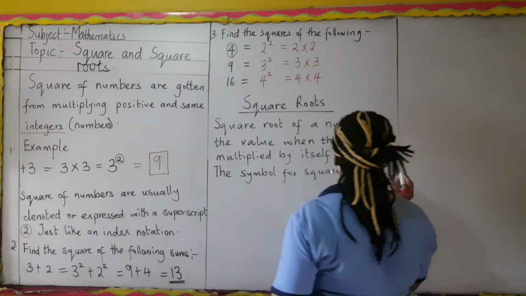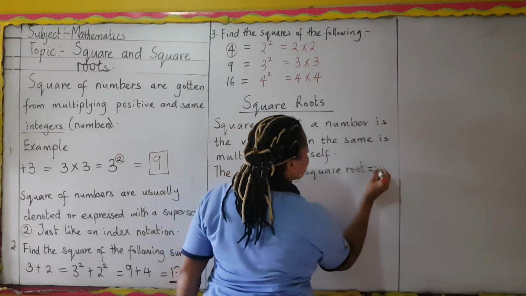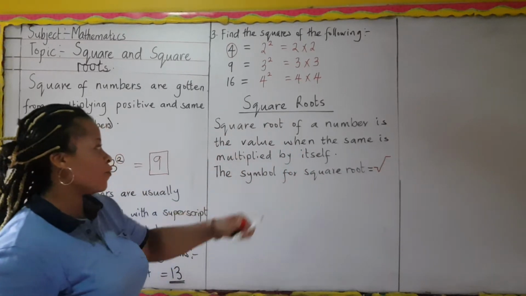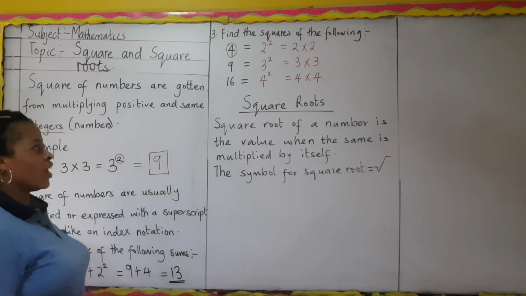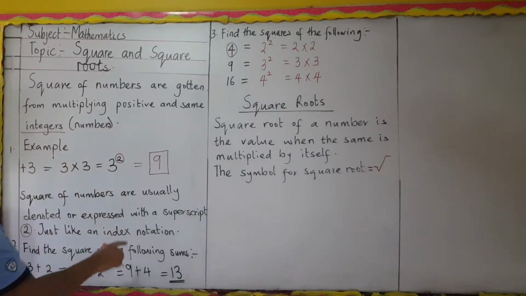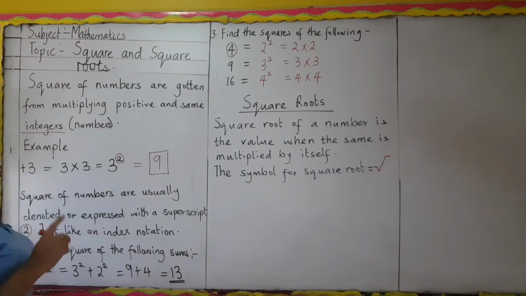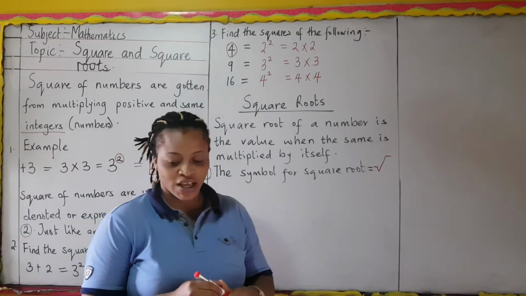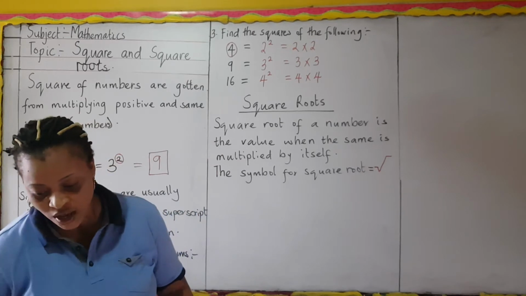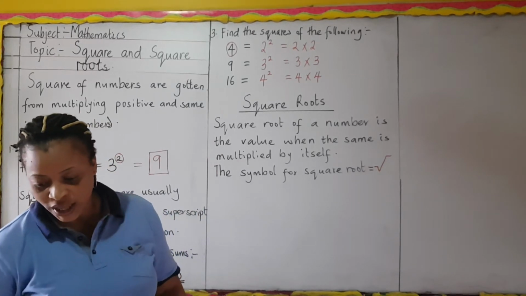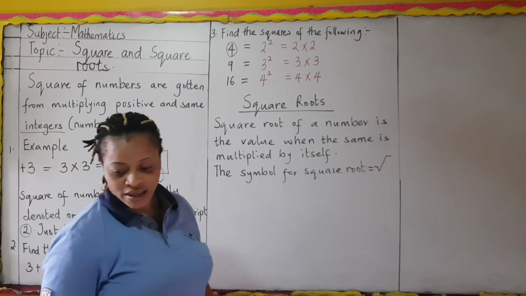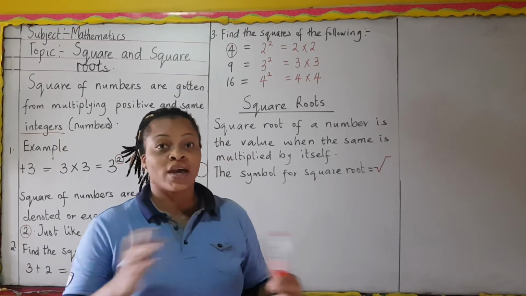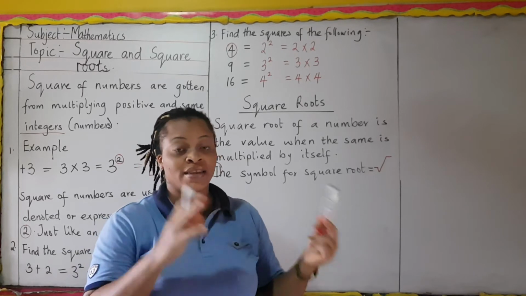Children, watch me. As if you are making a short V down, you take it up and you leave it. This is the symbol for square roots. So for square, you see a superscript 2. Then for square root, you see this radical. Do you understand? Good. So let's quickly go to examples. I can quickly tell you that square roots are opposite of squares, so the two go hand in hand.